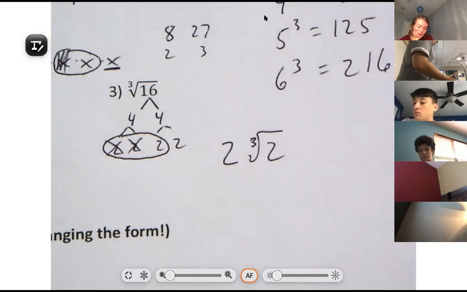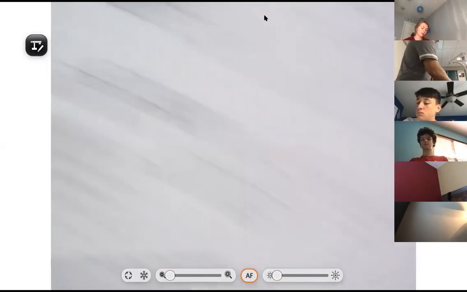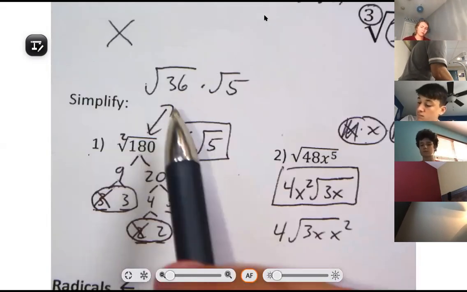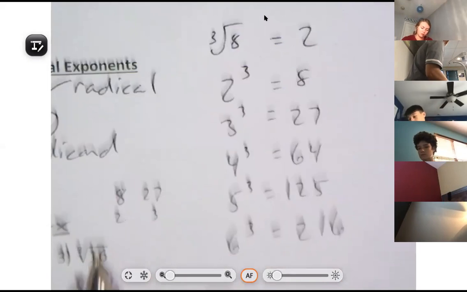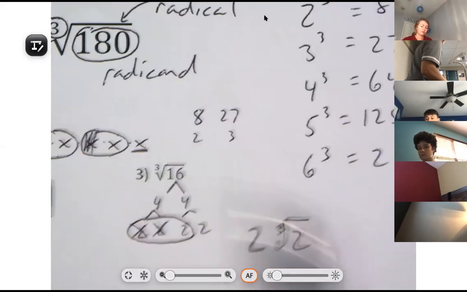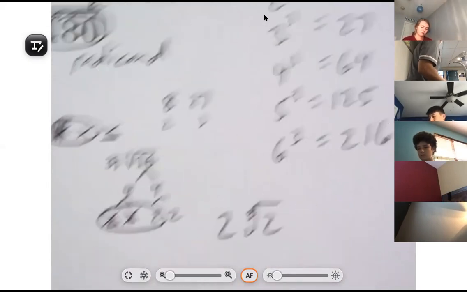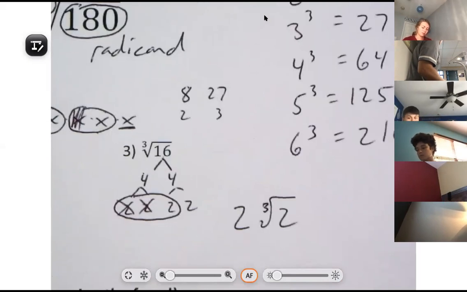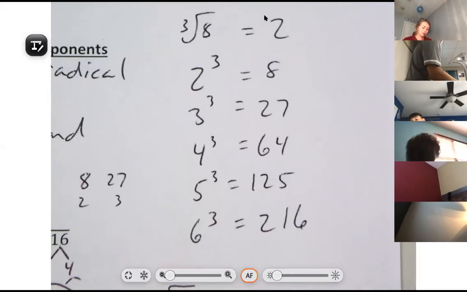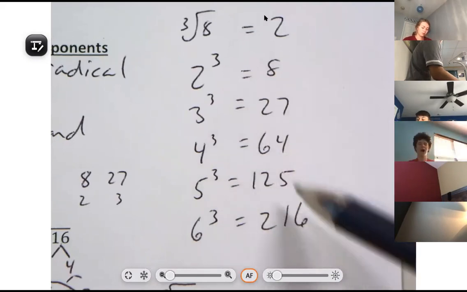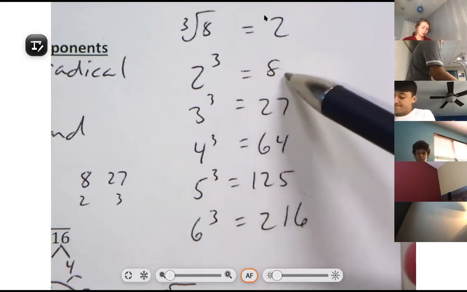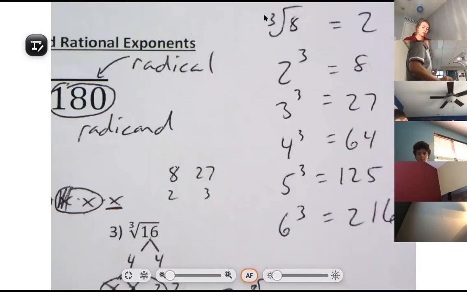Mathematically, what's happening with the square roots is that I said, let's find the biggest perfect square that goes into the number. Well, with cube roots, you could think, what's the biggest perfect cube that goes into 16? Your perfect cubes are right here: 8, 27, 64, 125, 216. The biggest one is 8. You don't have to do this, but I think it's good to show.